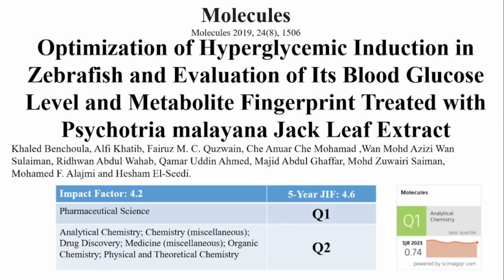This is the paper I selected for this paper report for the seminar. The title is Optimization of Hyperglycemic Induction in Zebrafish and Evaluation of its blood glucose level and metabolite fingerprints treated with Psychotria malayana leaf extract. The paper's impact factor is 4.2. It is a Q1 journal, and the journal name is Molecules.